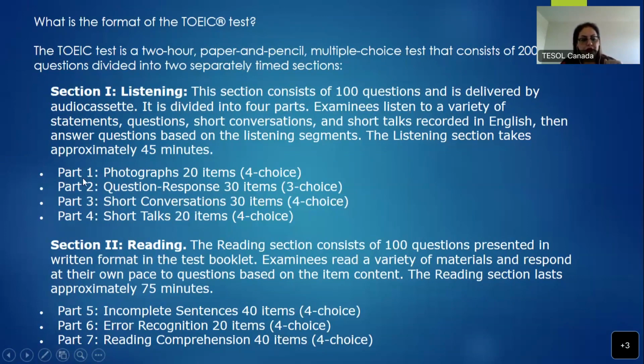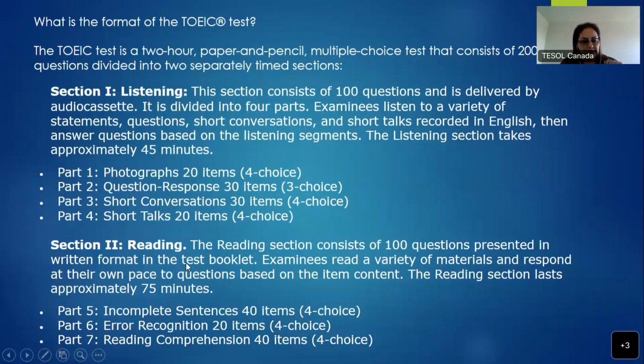So part 1, photographs. There are 20 items, and there are choices that they need to tick. Part 2, question response, 30 items. They have 3 choices to find the answer. Part 3, short conversation, 30 items, again 4 choices to find the correct answer. And part 4, short talks, 20 items. Between the 4 choices, they have to find the correct answer.